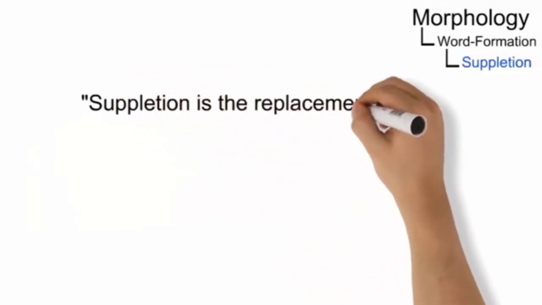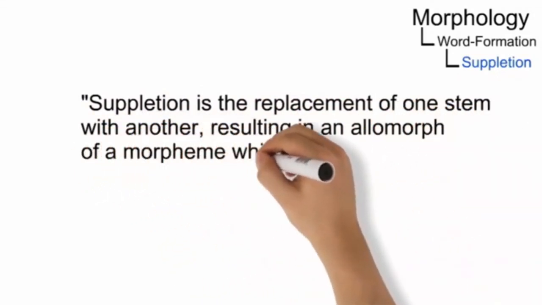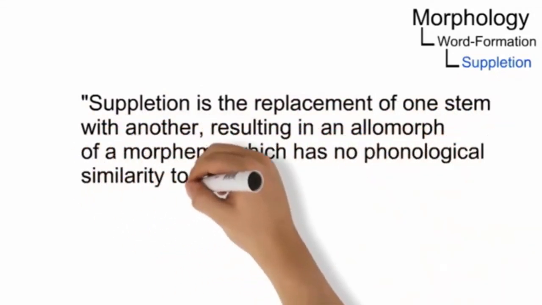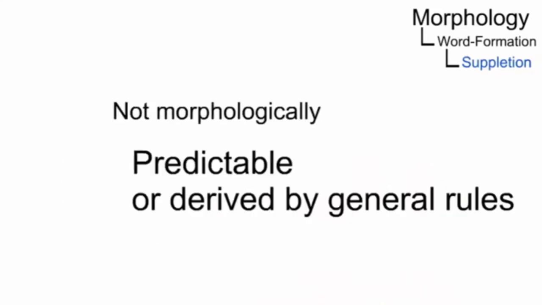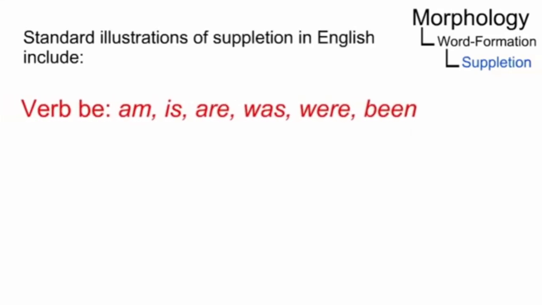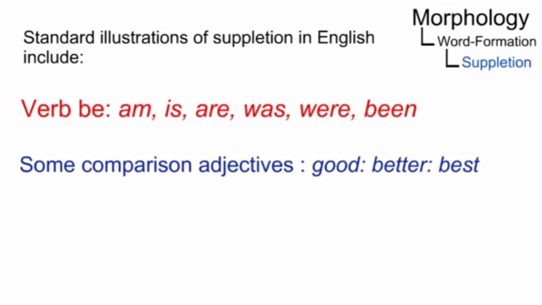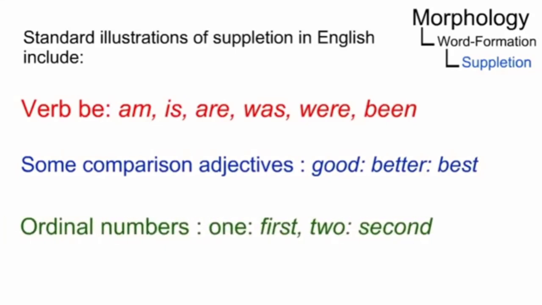Suppletion is the replacement of one stem with another, resulting in an allomorph of a morpheme which has no phonological similarity to the other allomorphs. Suppletion occurs when the syntax requires a form of a lexeme that is not morphologically predictable. Standard illustrations of suppletion in English include the forms of the verb be, the degrees of comparison of some adjectives, and the non-derived forms of ordinal numbers.